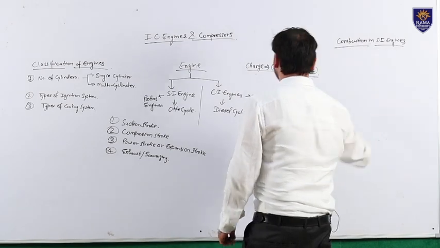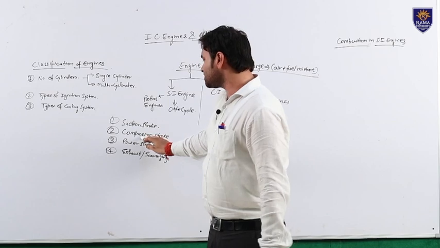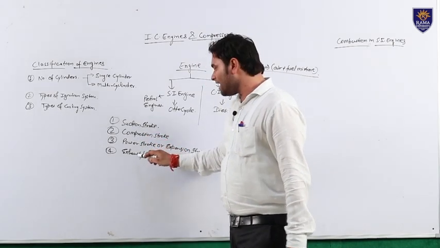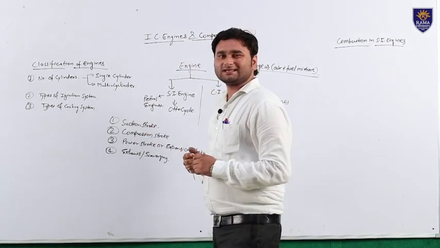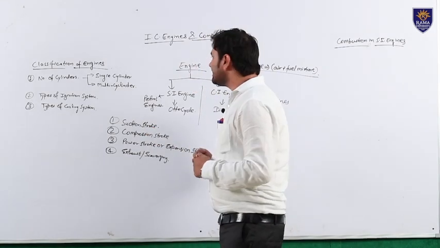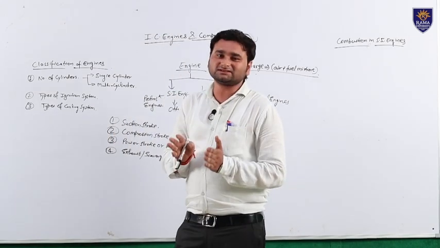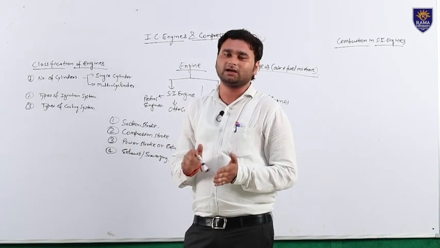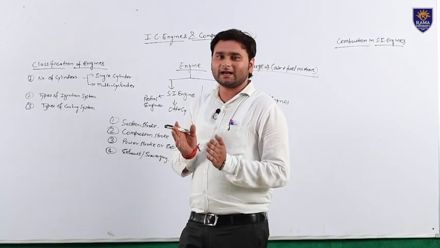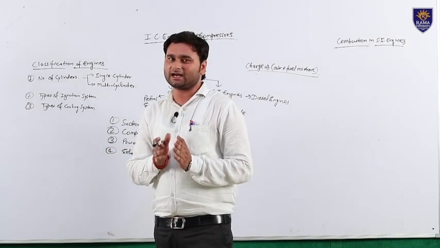As I have discussed earlier, there are four strokes: suction stroke, second one is compression stroke, third one is power stroke, and fourth one is exhaust stroke or scavenging. In the first stroke, that is suction stroke, in case of SI engines, the piston cylinder movement takes place from TDC, means top dead center, to bottom dead center. During this stroke, the inlet of atmospheric air is carried out inside the piston cylinder arrangement.